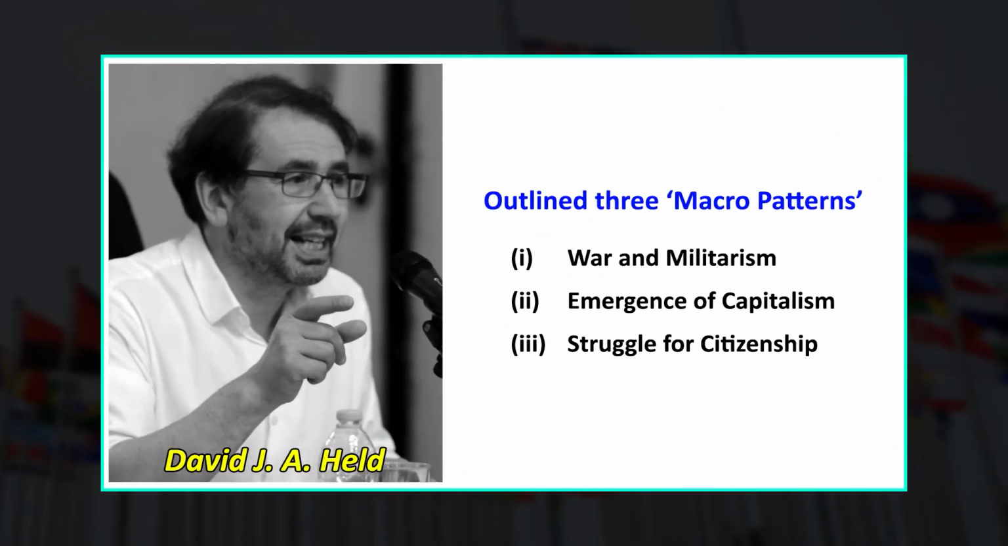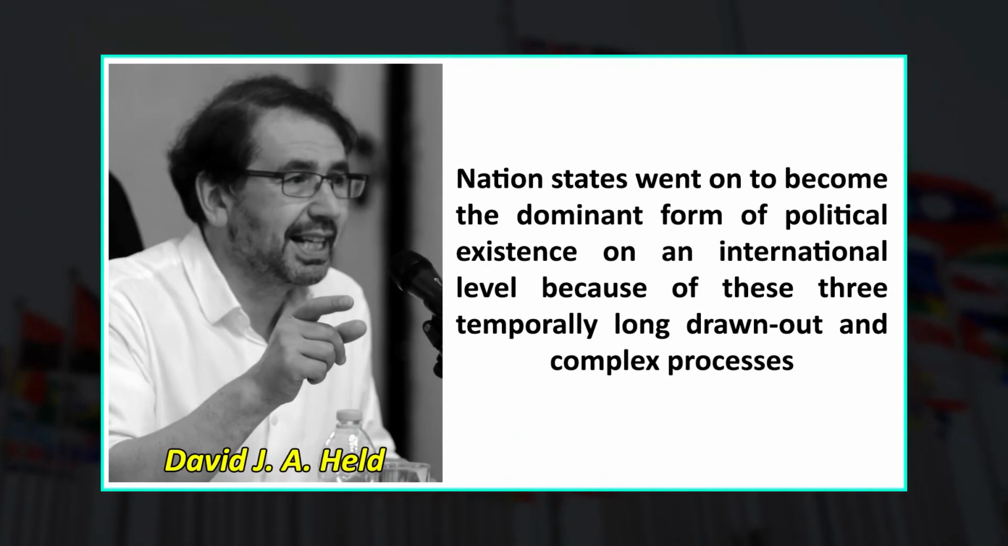David Held has outlined three macro patterns: A. War and militarism, B. The emergence of capitalism, and C. The struggle for citizenship. Held posits that the nation state went on to become the dominant form of political existence on an international level because of these three temporally long drawn and complex processes.